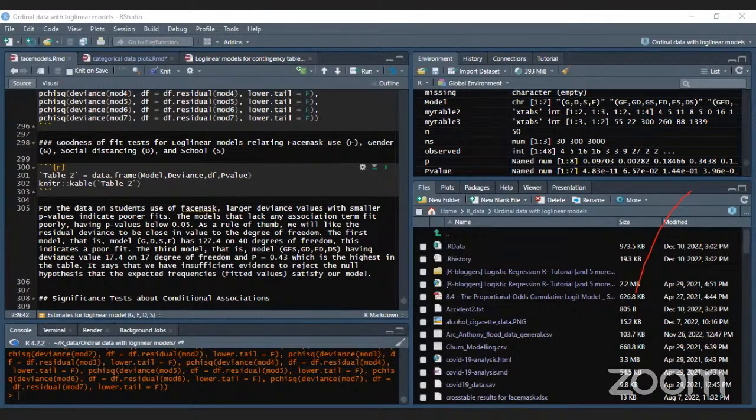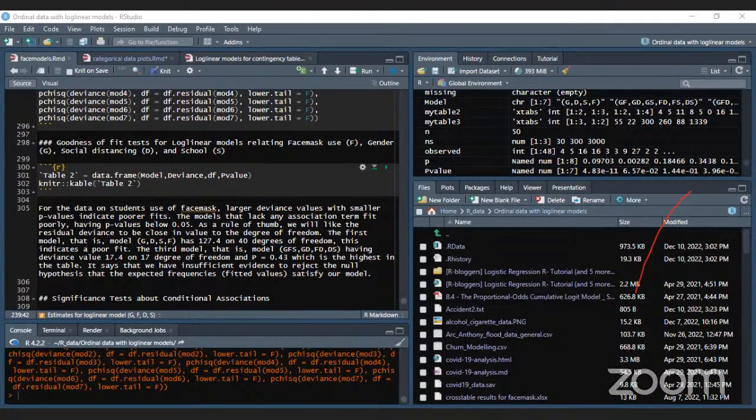Now these are the models. You can see 7 models. These are the deviances. These are the degrees of freedom. These are the p-values. Now for the data on student use of face mask, let me read what I put here. For the data on student use of face mask, larger deviance values with smaller p-values indicate poorer fit. You know, it's not like when we do regression, you say H0, you want to reject H0. You want to always reject H0, because when you do not reject H0, it will not favor you, because it means there is no relationship.